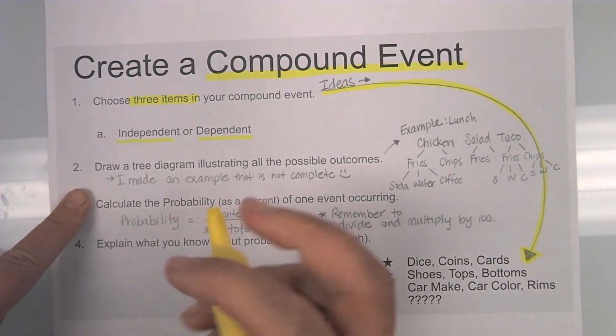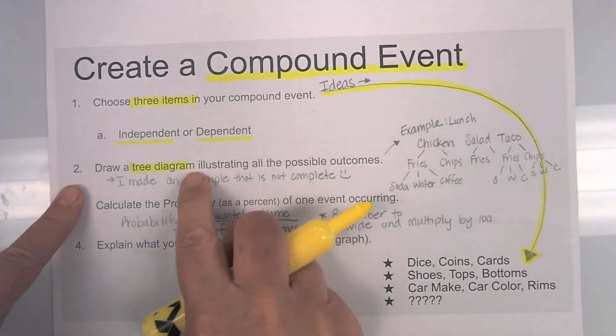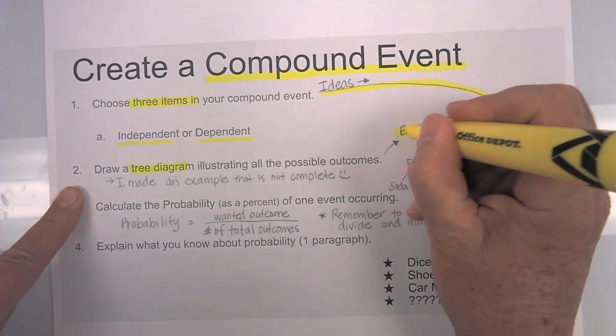The second thing you're going to do is draw a tree diagram, just like we did in class yesterday. And I want you to illustrate all the possible outcomes. So I've given you an example here.